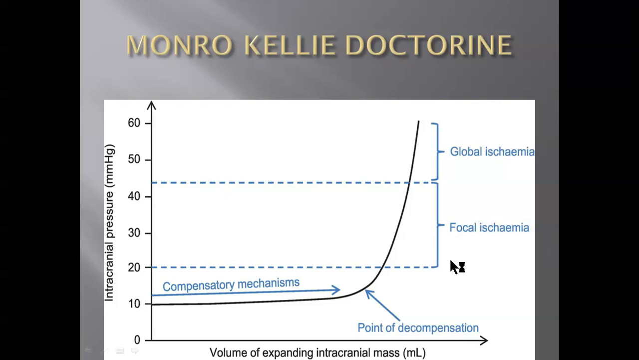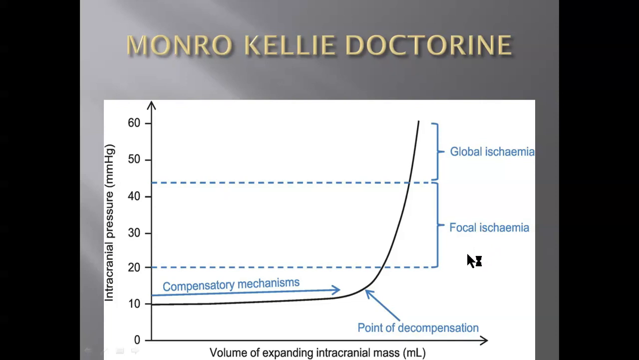Mean arterial pressure is very easy to calculate. Let's assume someone has a systolic blood pressure of 140 and a diastolic blood pressure of 80. Twice 80 will be 160. 160 plus the systolic blood pressure of 140 will be 300. 300 divided by 3, so your mean arterial pressure would be exactly 100.